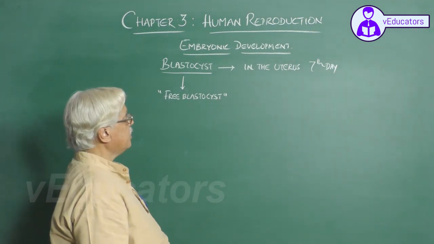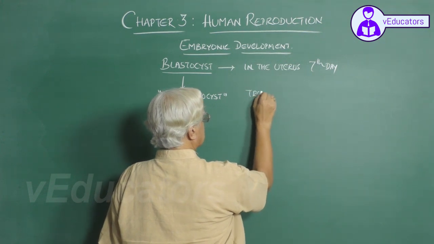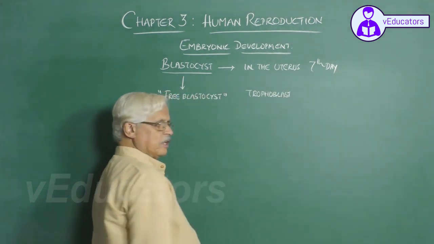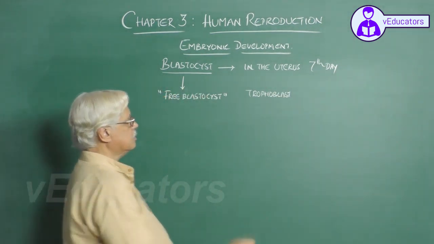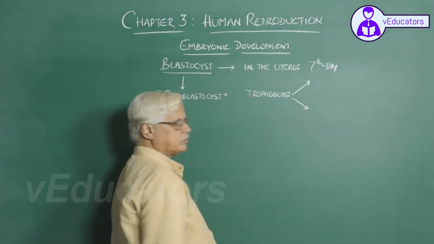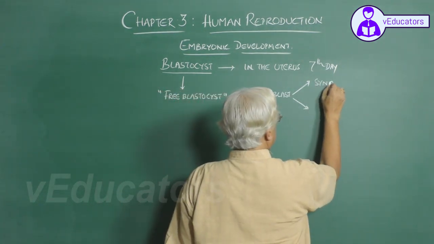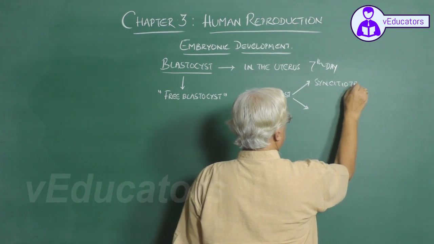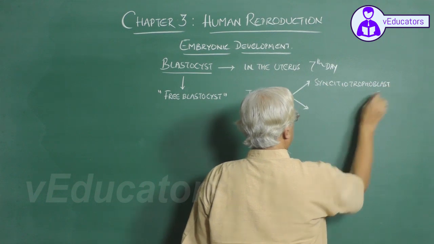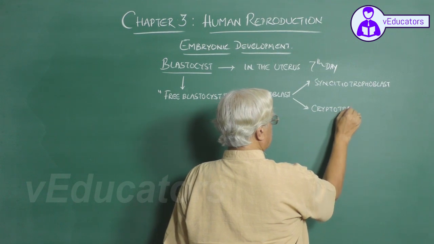During this period of 2 or 3 days, the trophoblast layer divides into two: an outer syncytiotrophoblast and an inner cytotrophoblast.